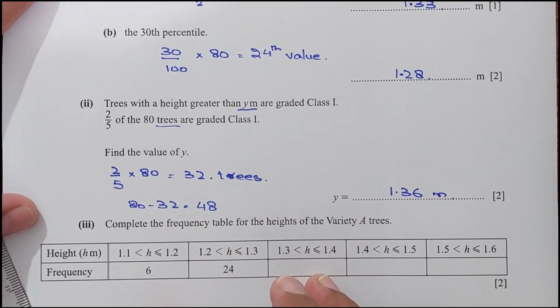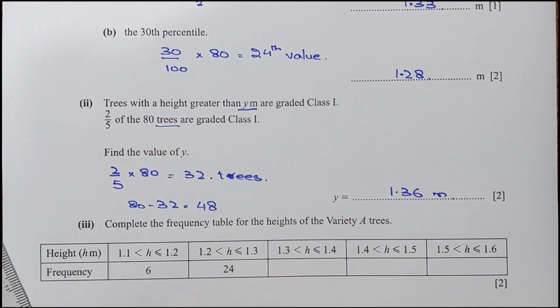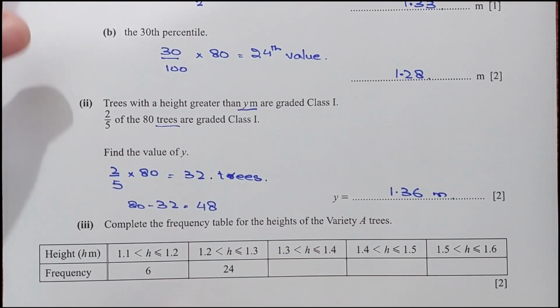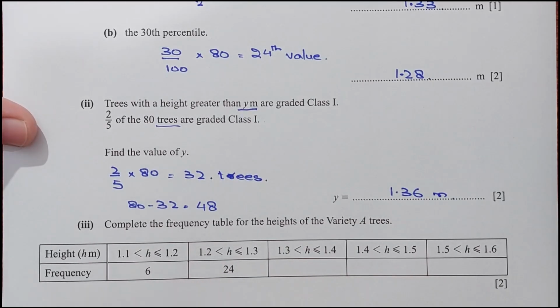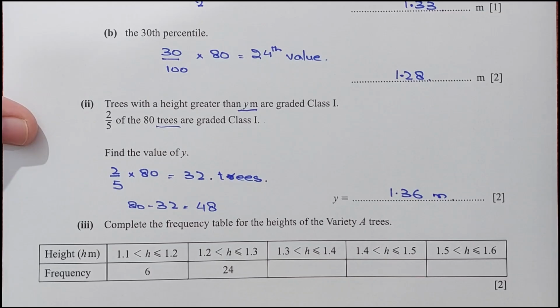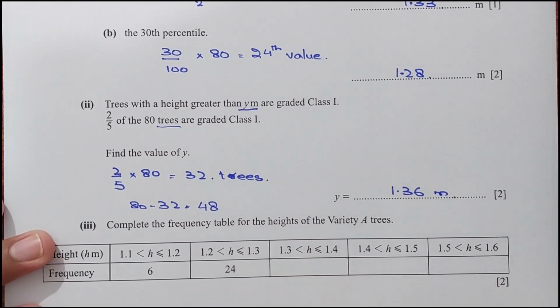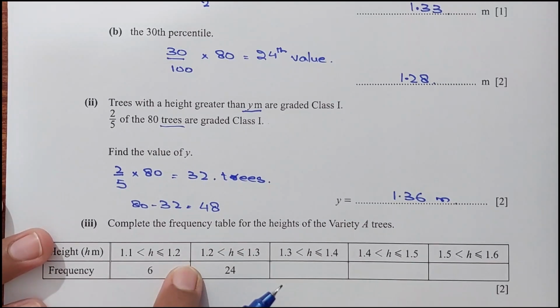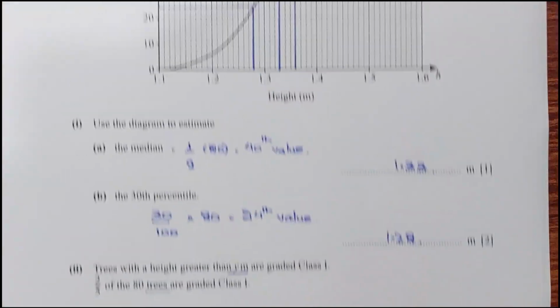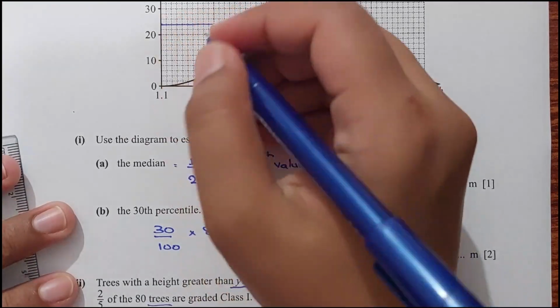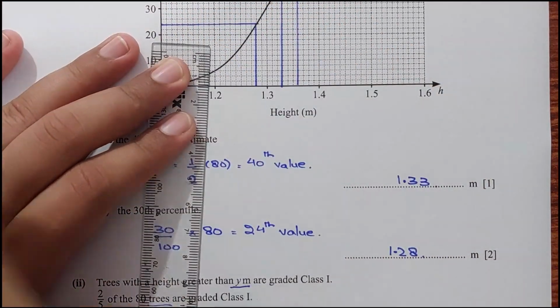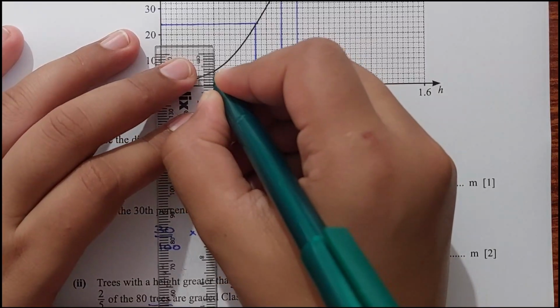Now for part 3, complete the frequency table for the height of the variety A trees, the heights and the frequencies. All right, and we have been given the cumulative frequency. Okay, for 1.1 to 1.2, the frequency is 6. We have been given 1.1 and this is 1.2.